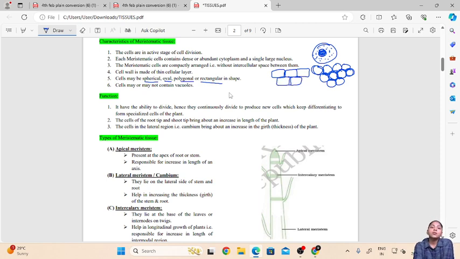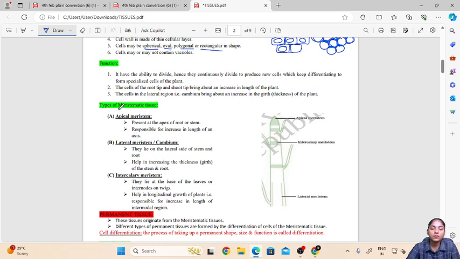These meristematic cells may or may not contain vacuoles. As we know, vacuoles are the air cavities.